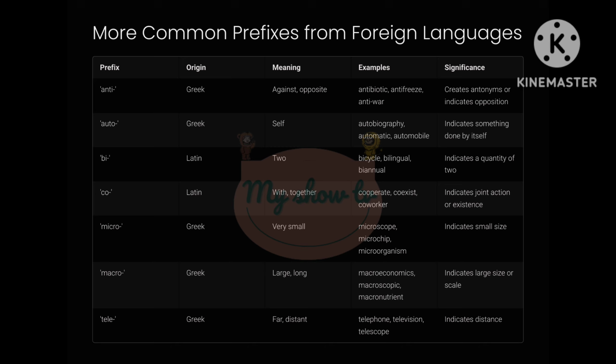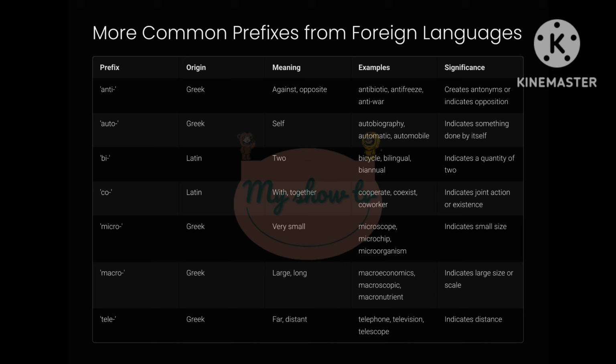6. Macro, Greek, is the opposite of micro and means large or long. It indicates something of a significant size or scale. Examples are economics becomes macroeconomics, study of large-scale economies, scopic becomes macroscopic, visible to the naked eye, and nutrient becomes macronutrient, large quantity nutrient. 7.